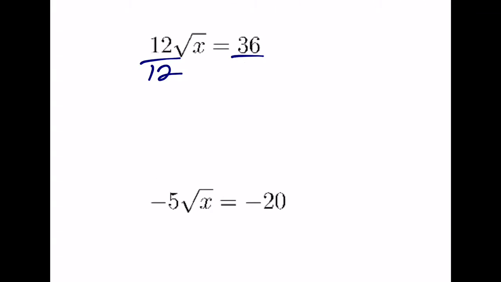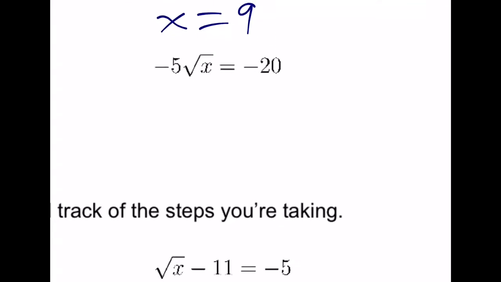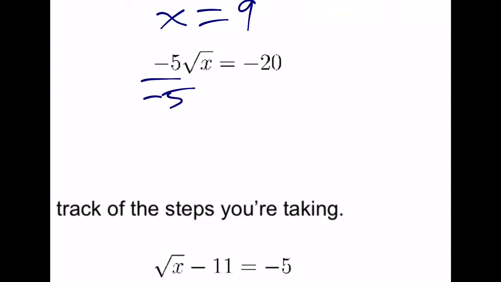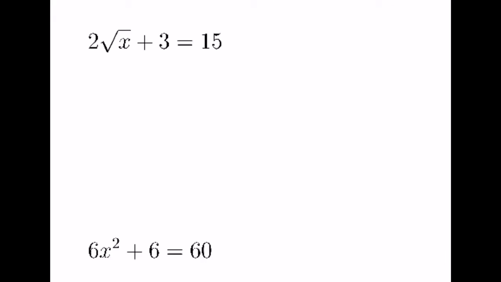We divide both sides by 12. We get the square root of x is equal to 3. We square both sides. x is equal to 9. We divide by negative 5 on both sides. The square root of x is equal to positive 4. We square both sides. We end up with x is equal to 16. Let's move on to the back and try a few more.